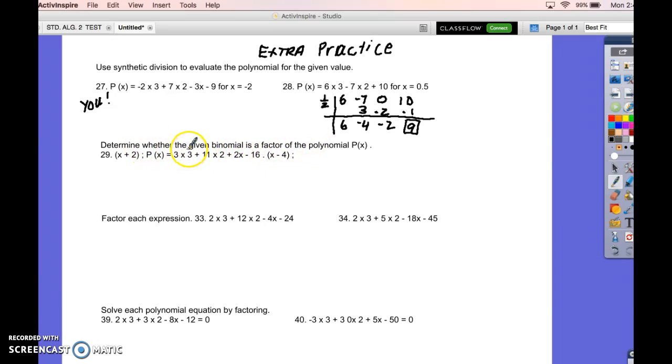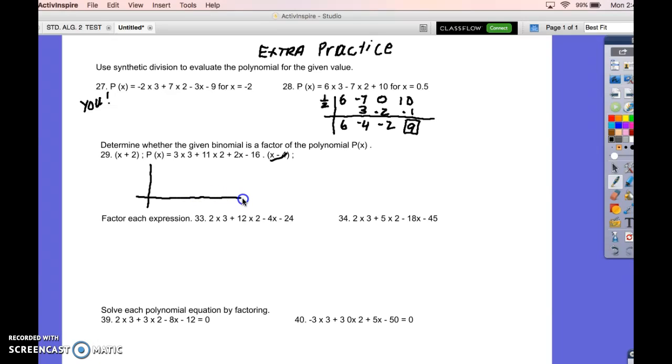It says here determine whether the given binomial is a factor of the polynomial p of x. So here's the polynomial p of x. It's equal to 3x cubed plus 11x squared plus 2x minus 16. And this is going to be easy because if we do it by synthetic, in fact, we're going to check this binomial out, x plus 2. Not this one. This one is for the other one. This is for number 30. So we won't do this one. You will do that one. But let's check this one out. We're going to go and set up for synthetic.